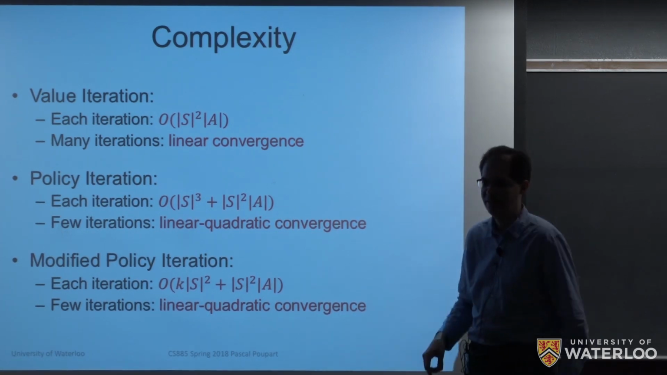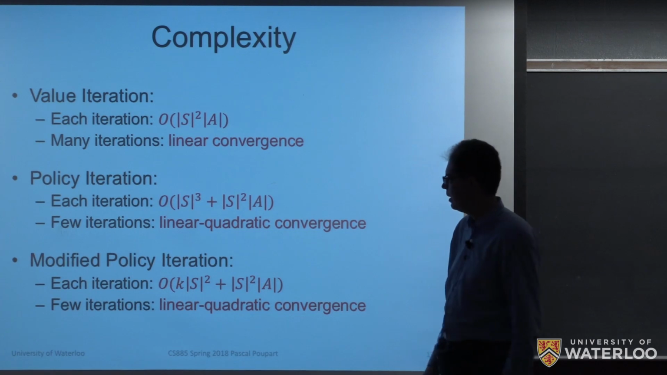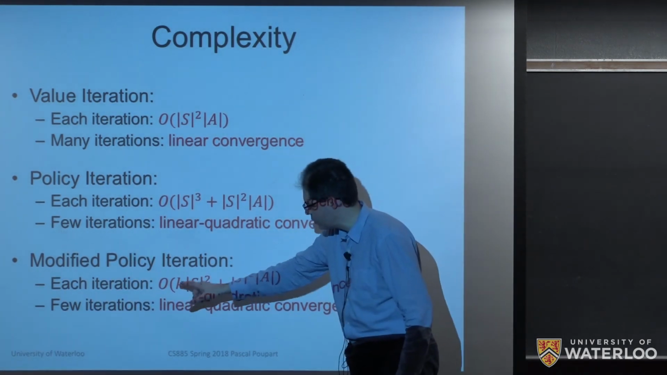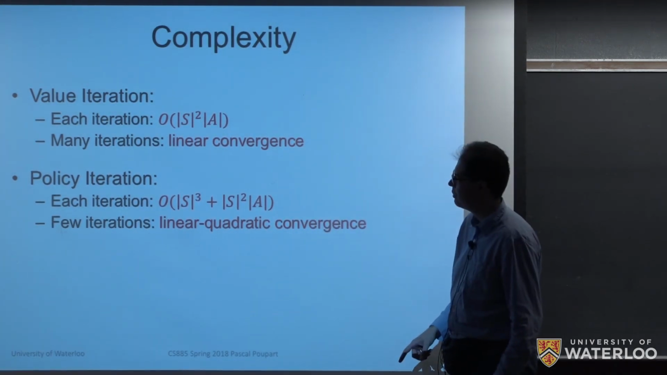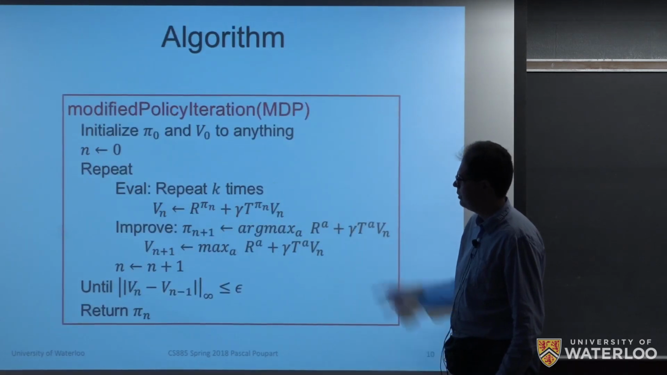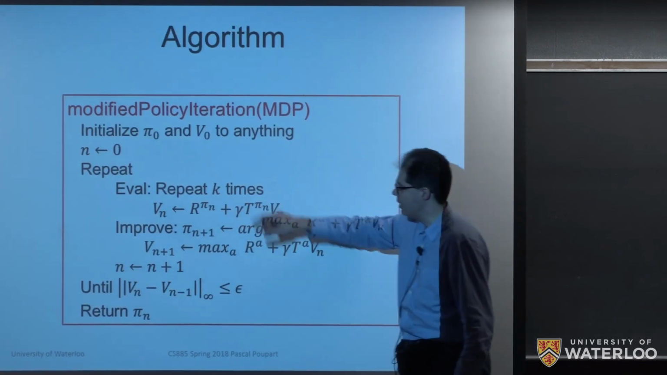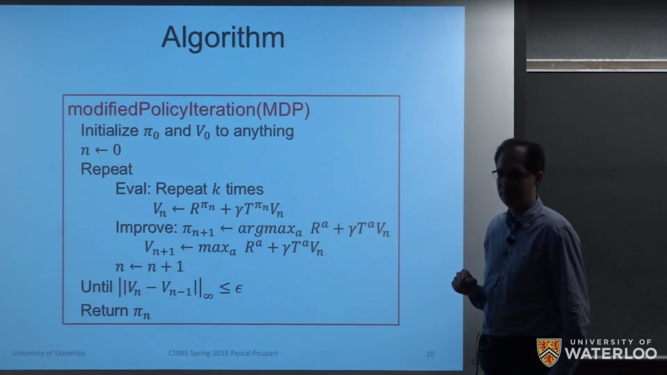Yeah. Just to clarify, what was the K? K is the number of iterations that we do in policy evaluation. So if I just go back, here's the algorithm. So repeat K times this step.